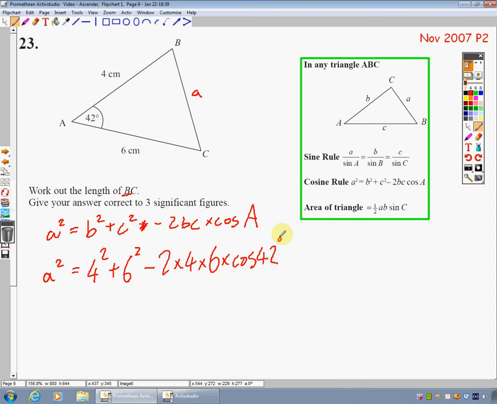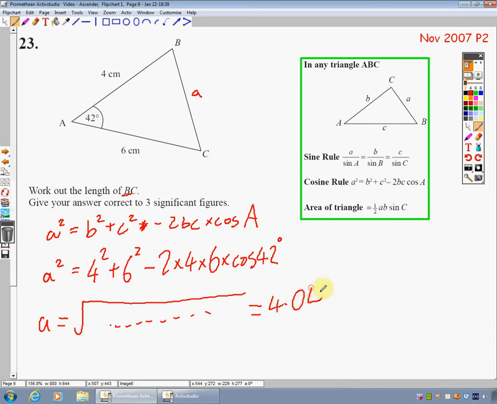I'm going to type it into my calculator, so there's no room for rounding errors. Just do it in one big calculation: 4 squared plus 6 squared, all in one line on my calculator, minus 2 times 4 times 6 times cos of 42, close that bracket, press square root, and that will give me 4.0409 and so on.